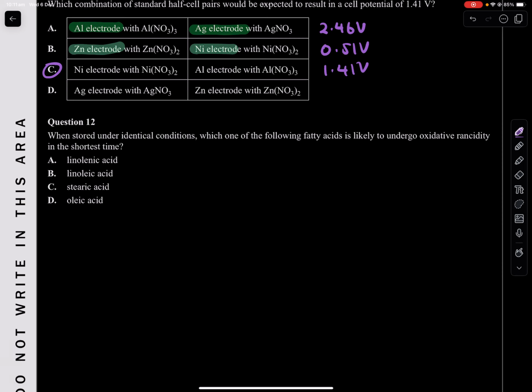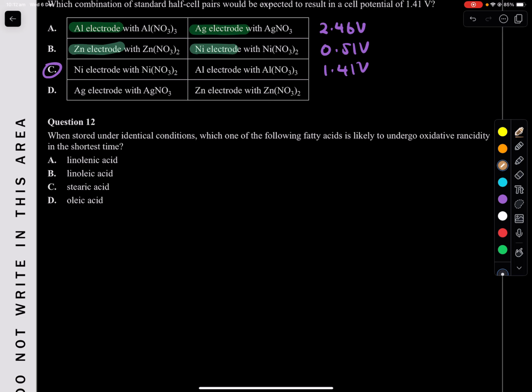When stored under identical conditions, which of the following fatty acids is likely to undergo oxidative rancidity in the shortest time? So which one will go the quickest for oxidative rancidity? Now, okay, what is oxidative rancidity? It's pretty much when you take fats and they react with oxygen, they start to smell bad.